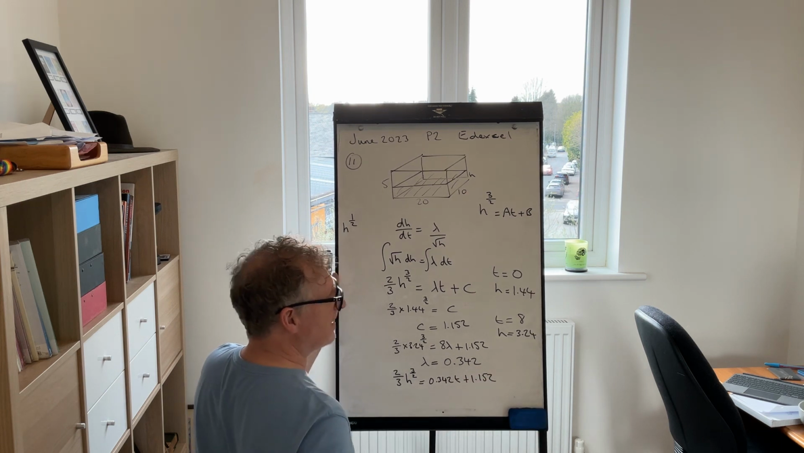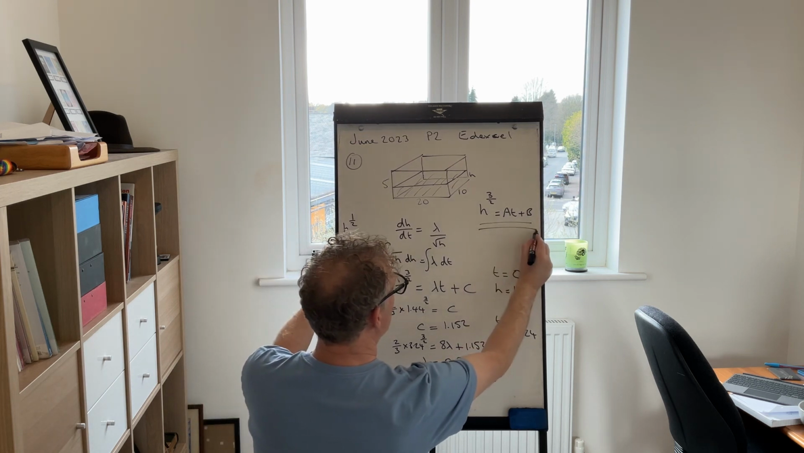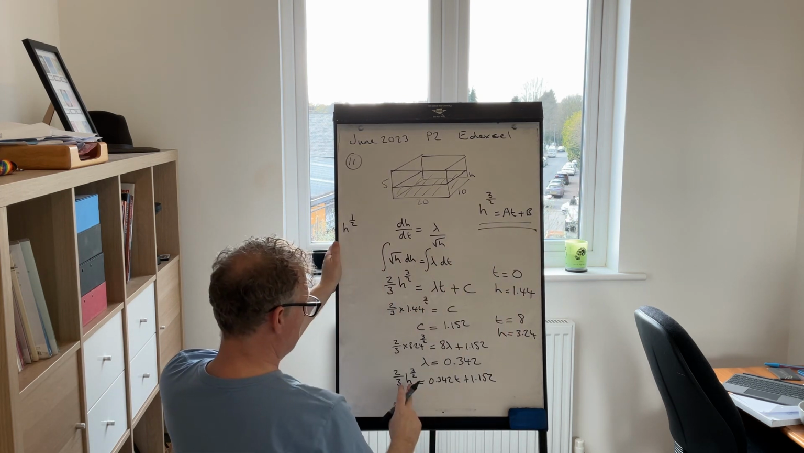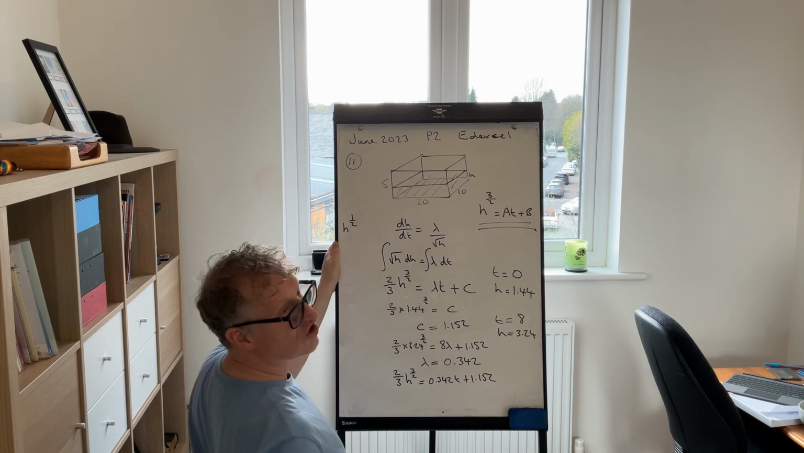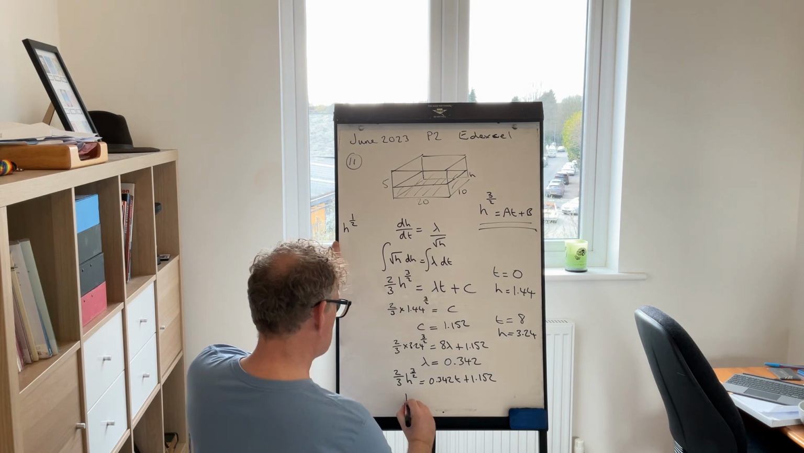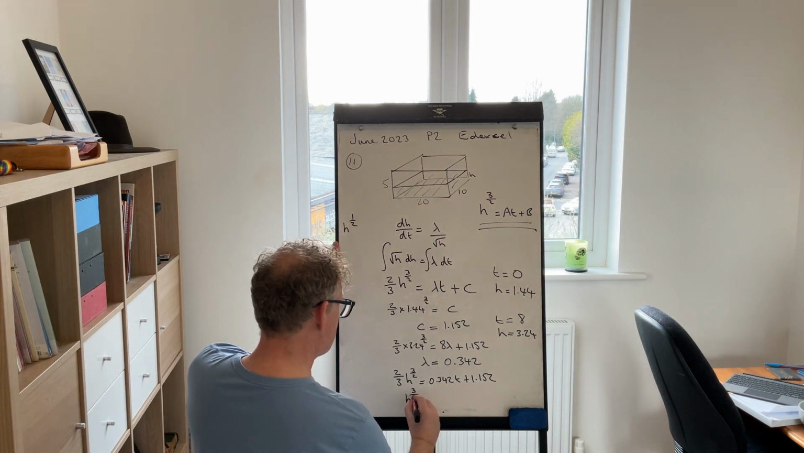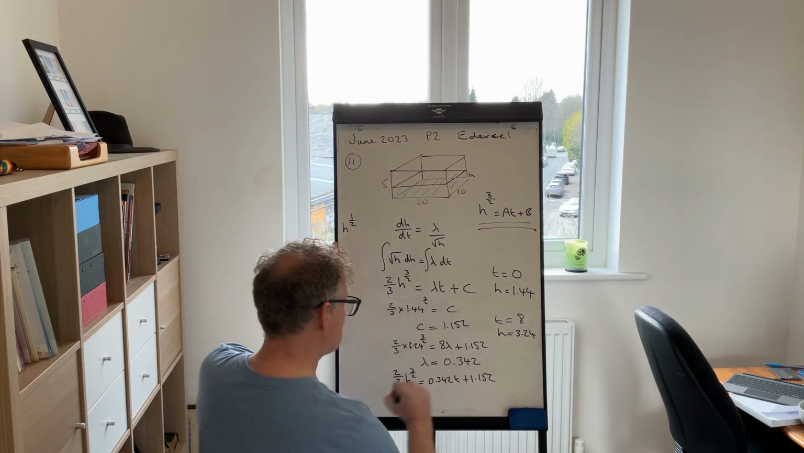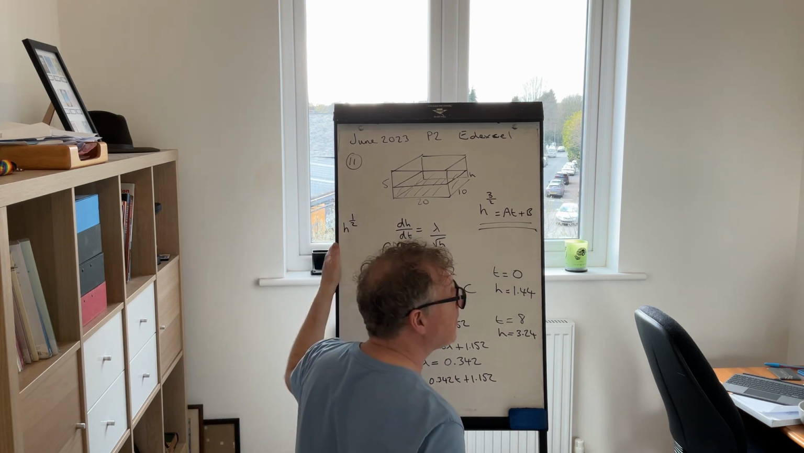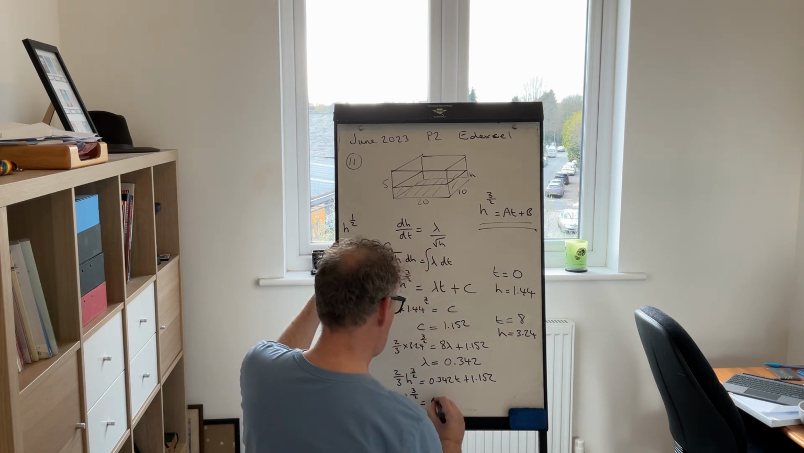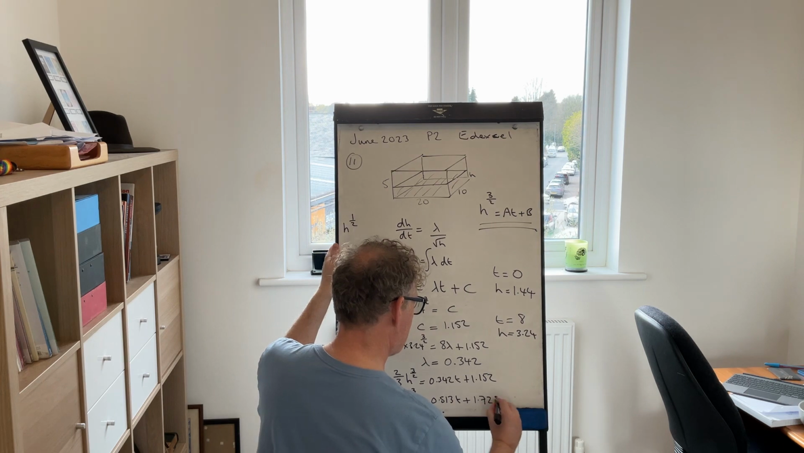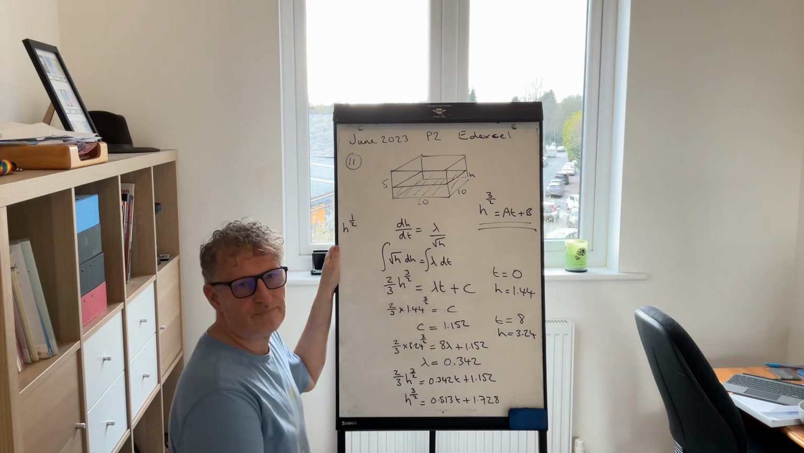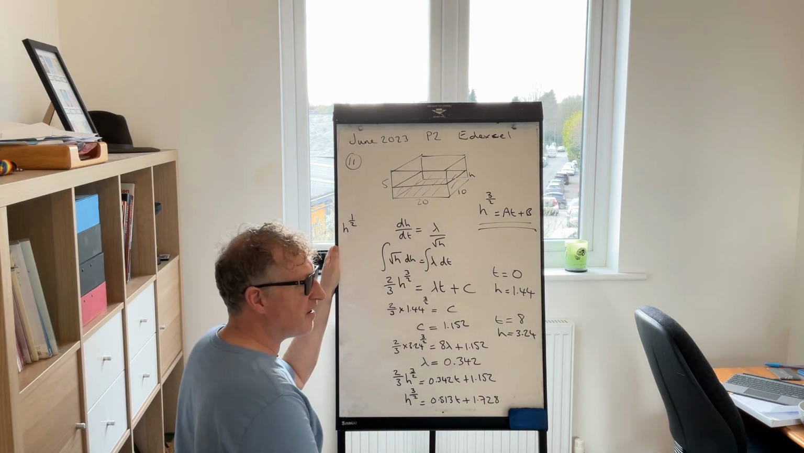Don't lose a mark at the end though, they want it in this form. So we just got h to the 3/2, well there's our h to the 3/2, so we're going to have to divide over by 2/3 to get our final answer. So our final answer will be h to the 3/2, divide the 2/3 into both of those, and we get a final answer of 0.513 t plus 1.728. Job done. Okay, lovely little 5 marks there.